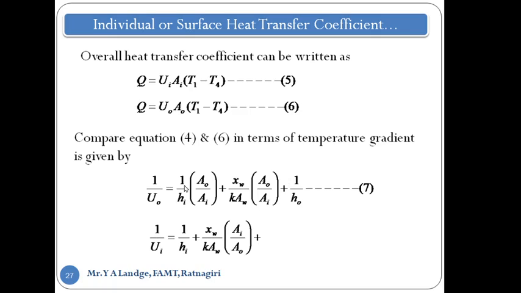If you want to consider the inner area, then you compare equation number 5 and equation number 4. When you compare equations 4 and 5 in terms of the temperature gradient, you will get the equation as 1 upon Ui is equal to 1 upon Hi plus Xw by Kaw in bracket Ai by Ao, plus 1 upon Ho in bracket Ai by Ao. So equation 7 is obtained when you are comparing for the outer area, and here you will get the overall heat transfer coefficient by consideration of the inner area. That's why it is Uo, and here it is Ui.